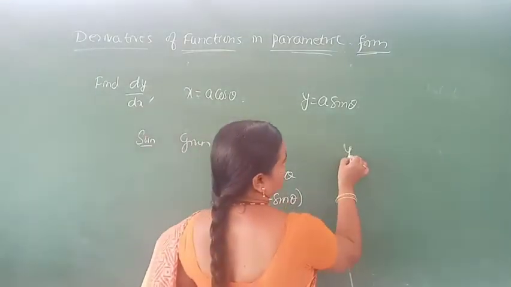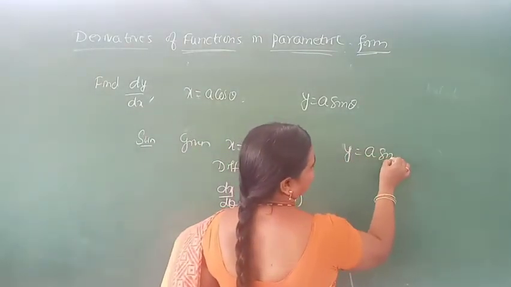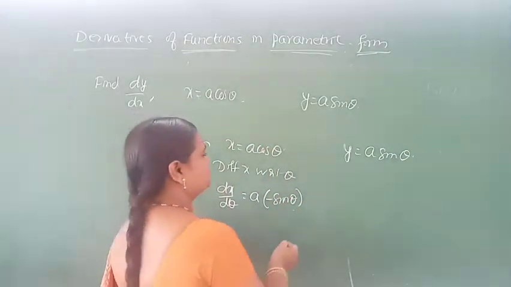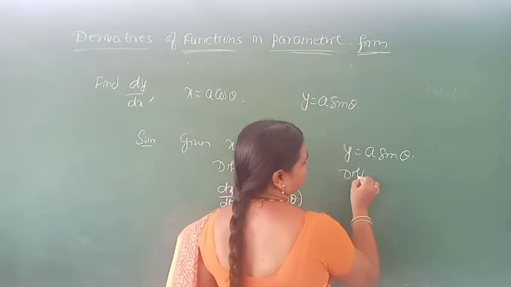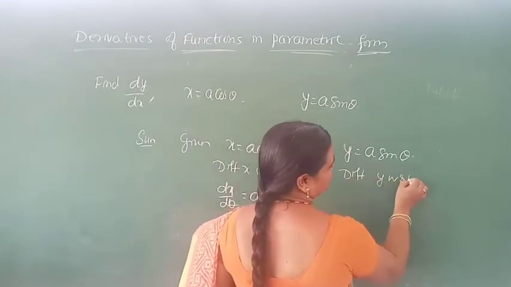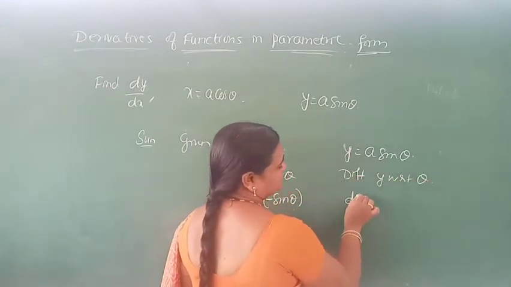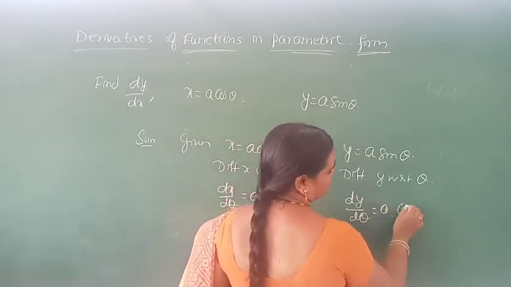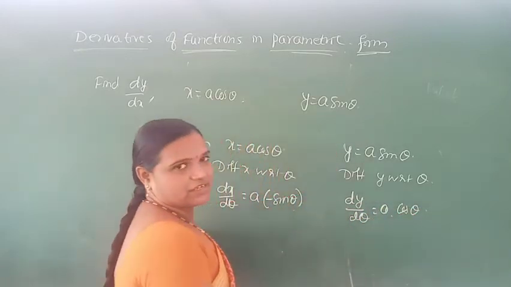Next, y is a sine theta. Then, similarly, do the differentiation. Differentiate y with respect to theta. We get dy by d theta, that is a as it is, and the differentiation of sine is cos theta.